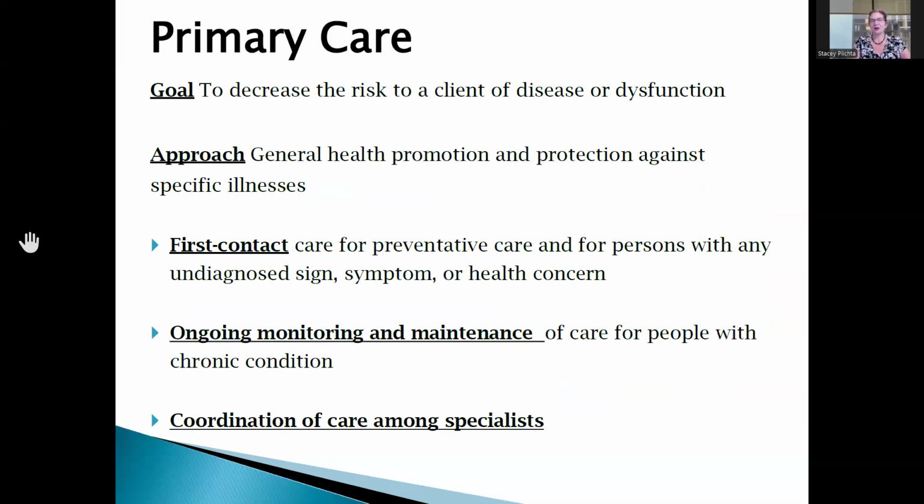Now, the goal of primary care is to decrease the risk to a client of disease or dysfunction. The approach is general health promotion and protection against specific illnesses. It's typically first contact care for preventative care and for persons with signs or symptoms or health concerns that are undiagnosed. This is ideally. Sometimes folks will go right to the emergency room for primary care, but that's not really good practice.